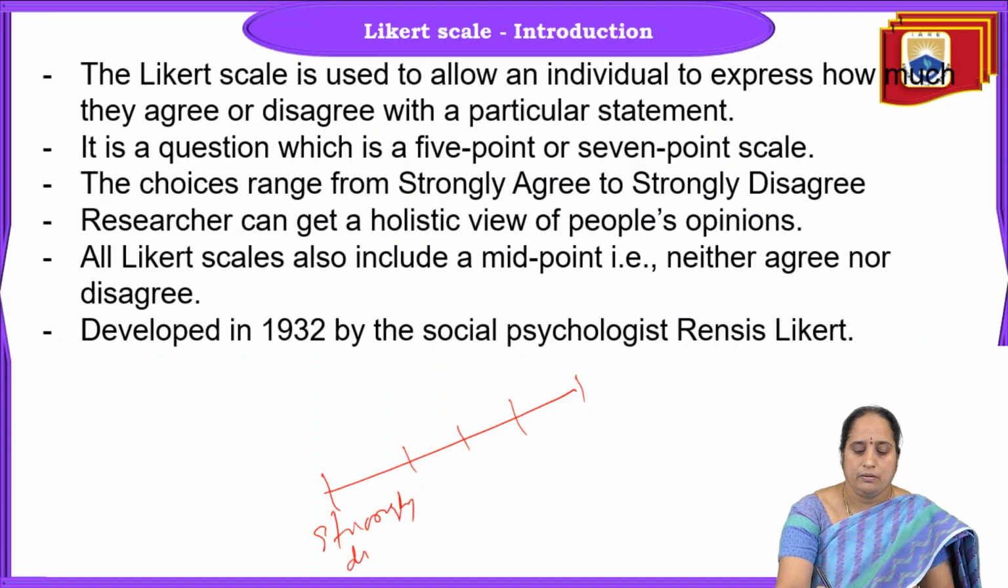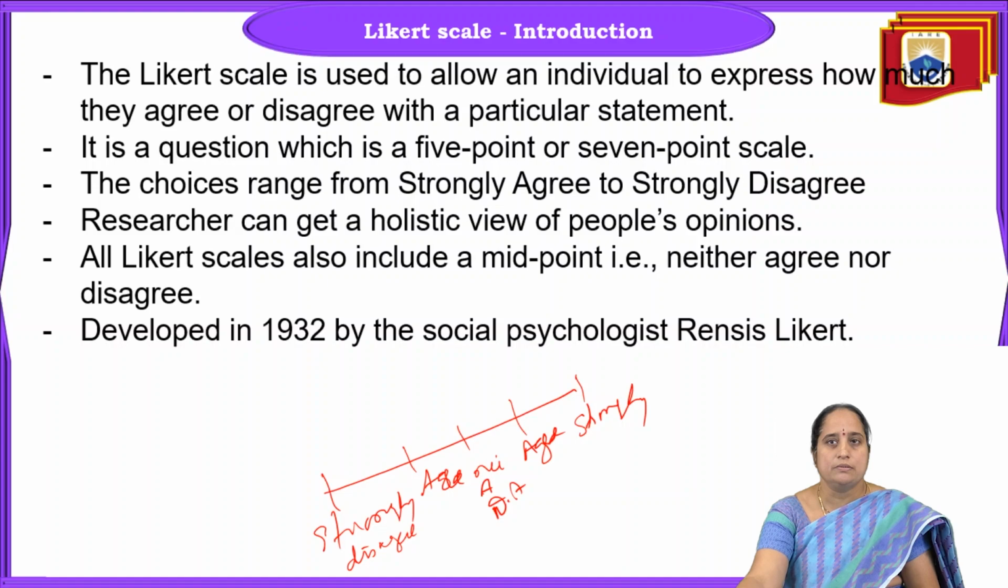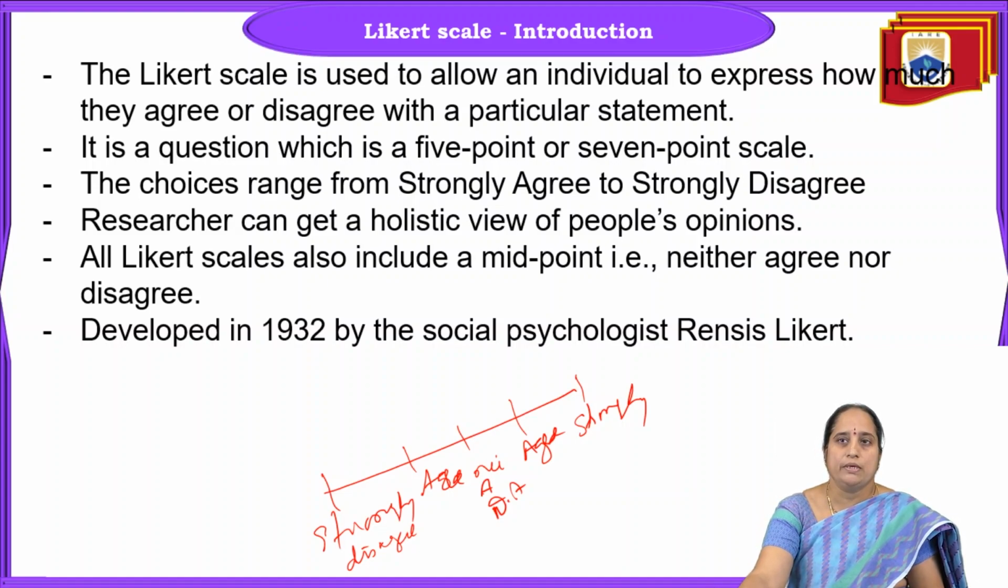Strongly disagree, disagree, neither agree nor disagree, agree, strongly agree. So like this, we have different options on a 5-point scale. In the same way, even in the case of a 7-point scale, the researcher can get a holistic view of people's opinions. If you want to understand the opinions of the people, then it is the best scale to measure attitudes.